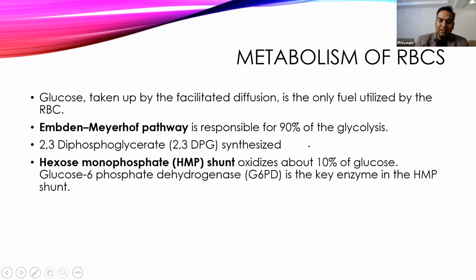And whenever more and more glycolysis occurs in the EMP pathway, it starts synthesizing more of a substance, 2,3-diphosphoglycerate, and the concentration of 2,3-diphosphoglycerate keeps increasing in the RBC as the age of the RBC increases. And this is also responsible for the low affinity of hemoglobin for oxygen.